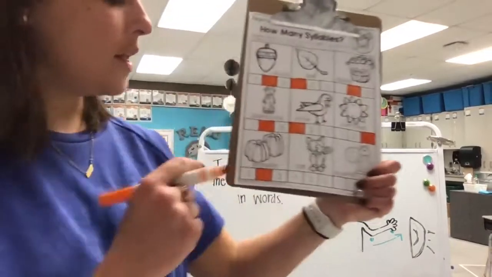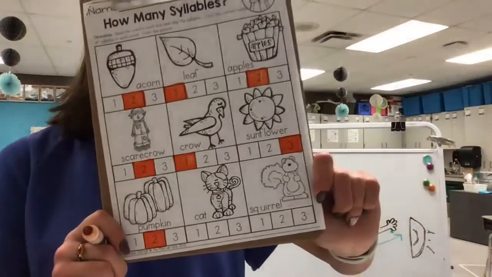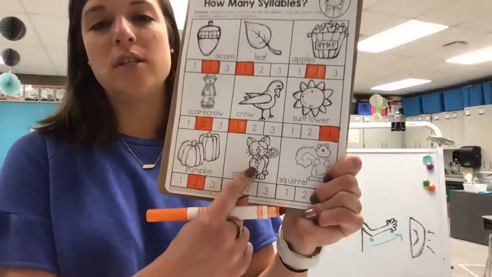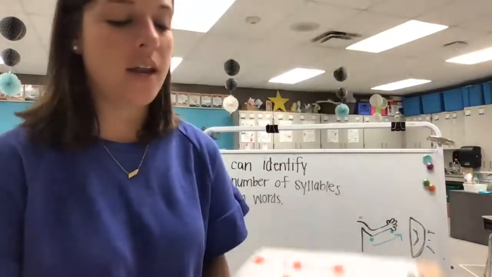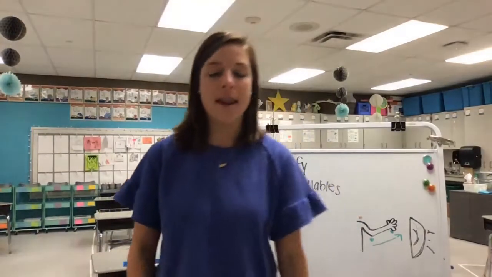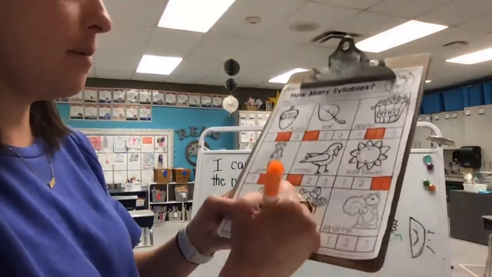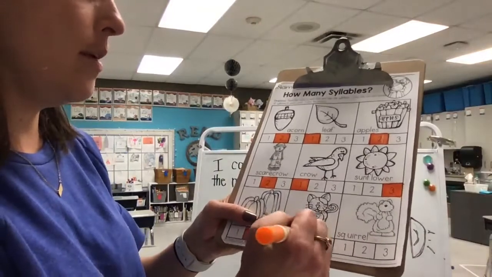Alrighty, row. Let's go down. We're going to skip pumpkin and go to cat. Touch the picture and say cat. Good. Let's clap out the word cat. Ready? Cat. Ooh, how many syllables did you hear in that word? Cat. 1. We clapped 1 time. Good job. So we're going to frame and color the number 1.